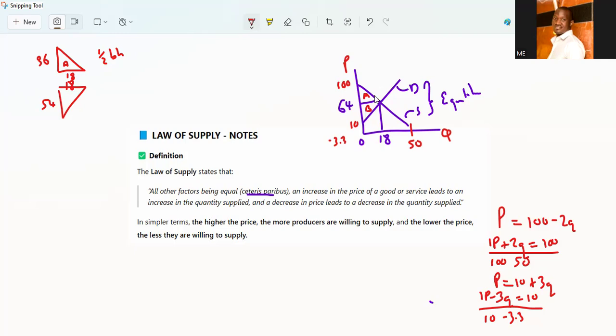So I just want us to concentrate on these areas. What is our consumer surplus? Half BH. Our base in this case is 18, and our height is 36. So you get the answer here. Similarly, here, half BH. Our base is 18, and our height is 54. What are we getting when we compute those two?